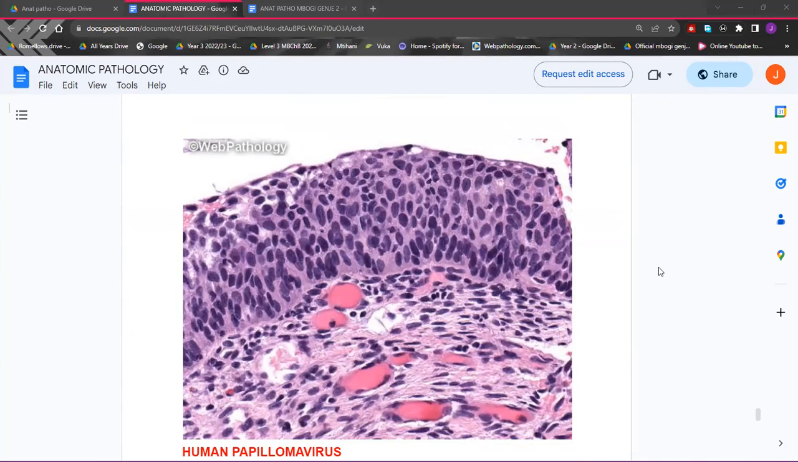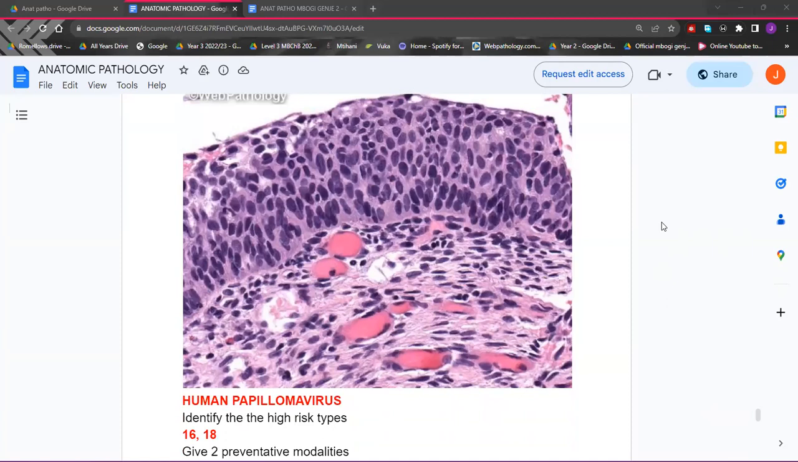Now, this is human papilloma virus. What are the high risk types or subtypes of human papilloma virus? Which is the type of high risk? Yeah, we have 16 and 18, correct. Now, give two preventative measures or modalities for human papilloma virus. Vaccination.